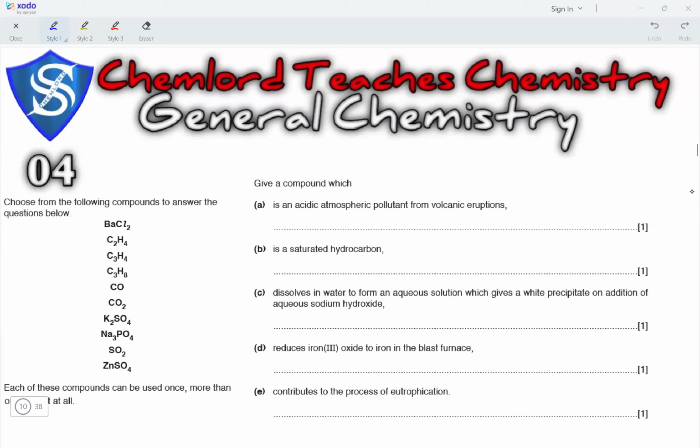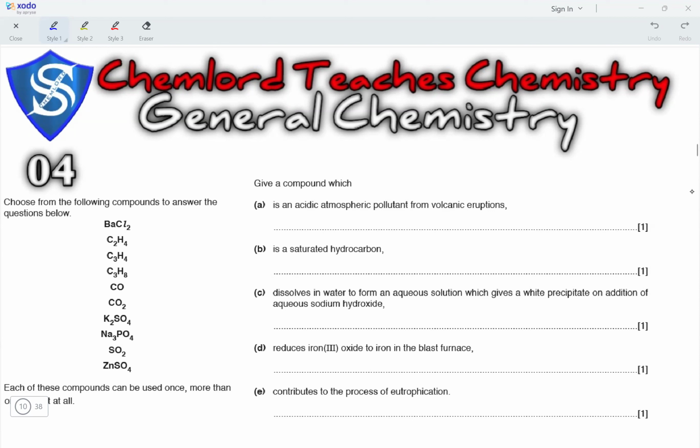Question 4. Choose from the following compounds to answer the questions below. Barium chloride, ethene, C3H4, this is propyne, C3H8, propane, CO, carbon monoxide, CO2, carbon dioxide, K2SO4, potassium sulfate, Na3PO4, sodium phosphate, SO2, sulfur dioxide, ZnSO4, zinc sulfate. Each of these compounds can be used once, more than once, or not at all.